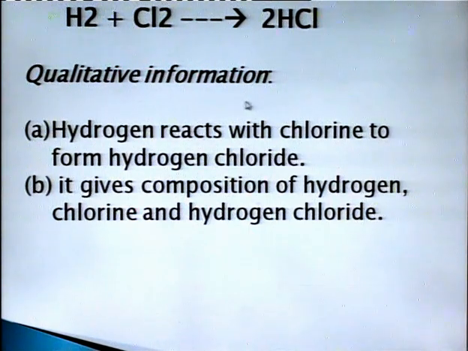First, qualitative information. It tells us about the names, that is hydrogen and chlorine react to form hydrogen chloride. That means the names of the various reactants and products we can get from a chemical equation. Secondly, it gives the composition of hydrogen, chlorine and hydrogen chloride, that is how many atoms of hydrogen, how many atoms of chlorine. Similarly, it also gives the composition of HCl, meaning it contains one atom of H and one atom of Cl.